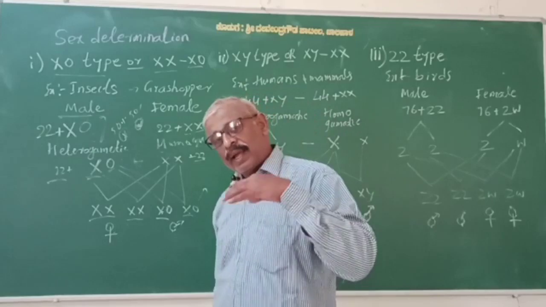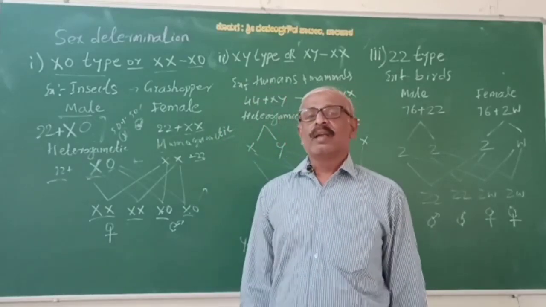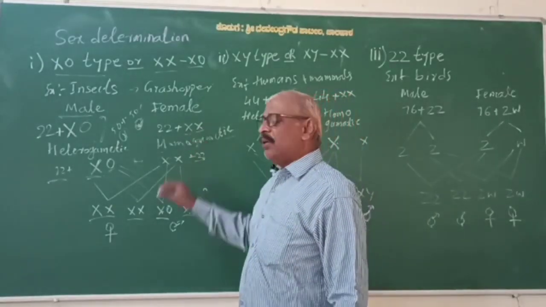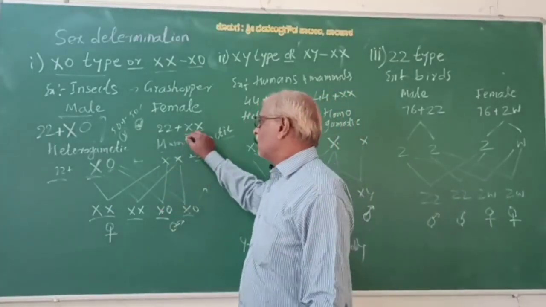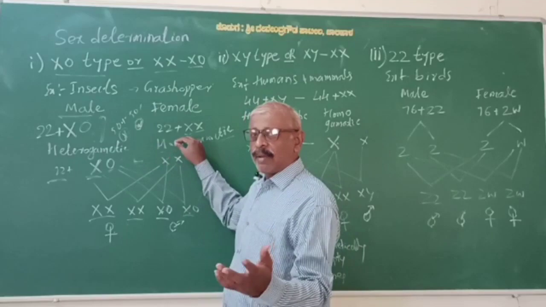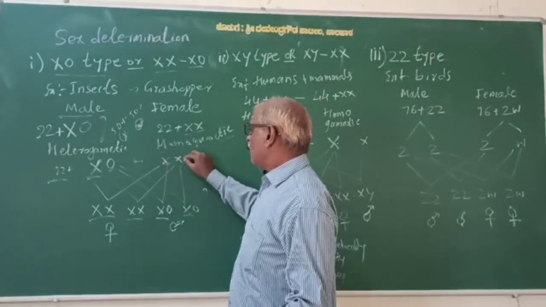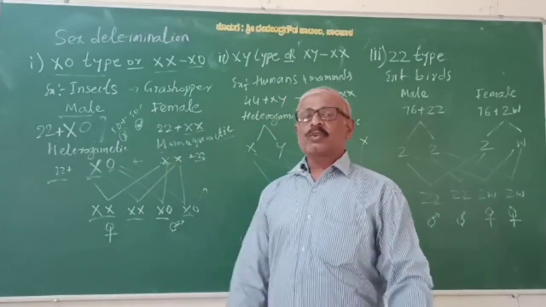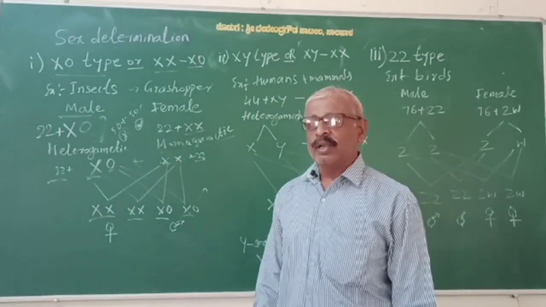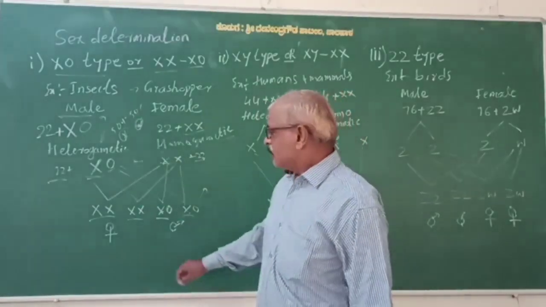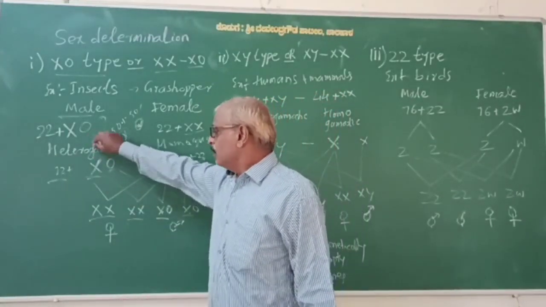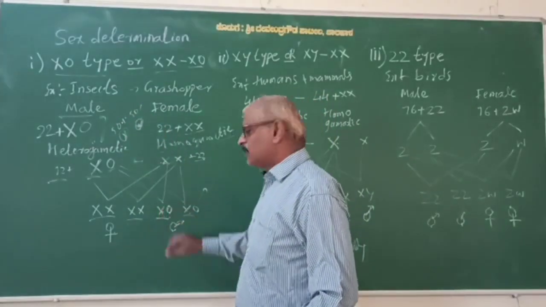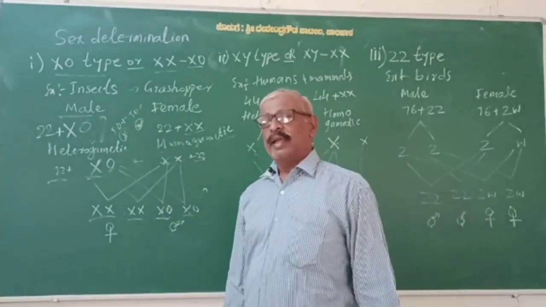That is in the male. Hence we say it is called heterogametic. But the female is very clear: all the gametes carry the X chromosome. Hence here the male is going to decide the sex. That means the XO type is going to decide the sex of the insect.